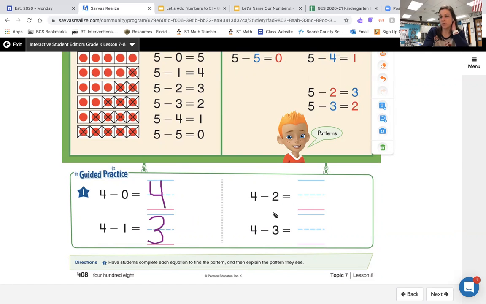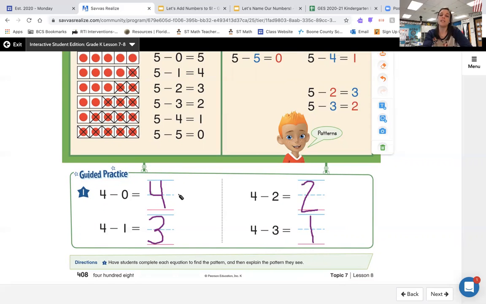So let's practice 4 take away 2 on our fingers. We have 4 take away 2. How many are left over? 2 left over. So we're going to write a 2. Okay. Now our next one is 4 take away 3. So I have 4 take away 3. 1, 2, 3. How many left over? 1 left over. Ooh, look at that number pattern.